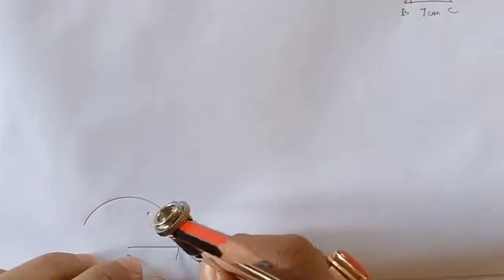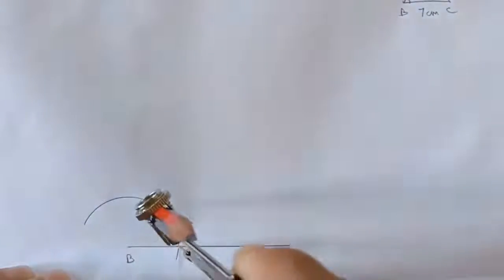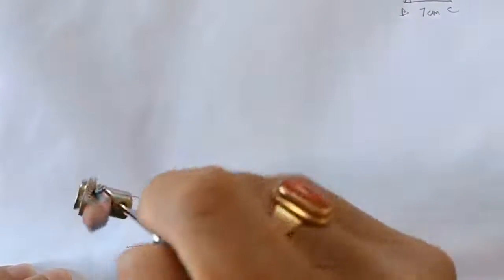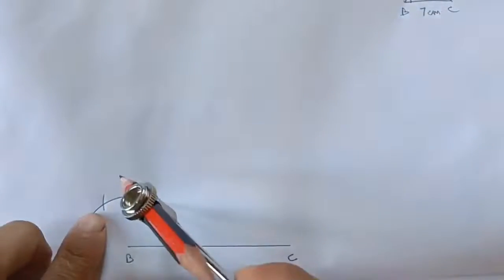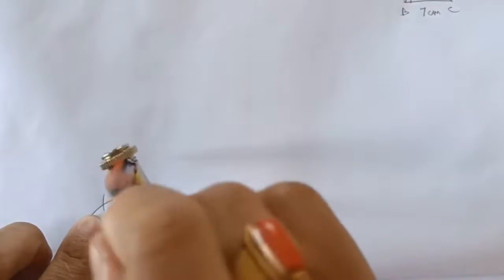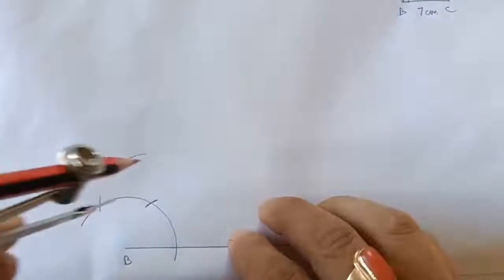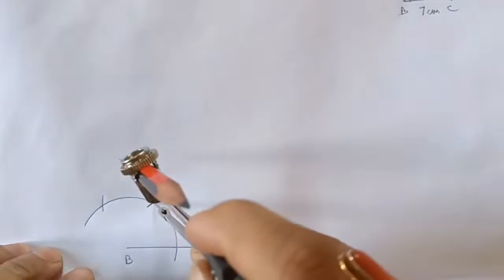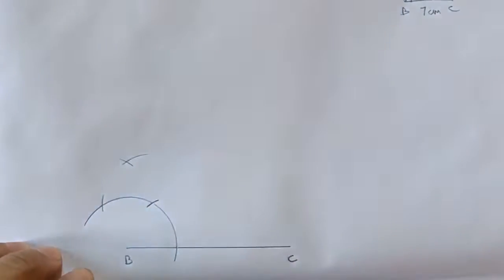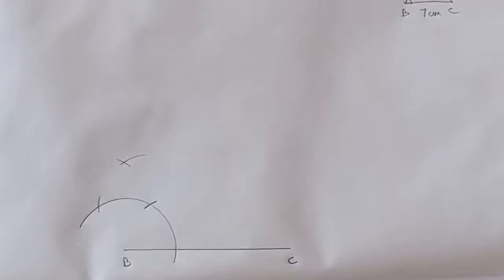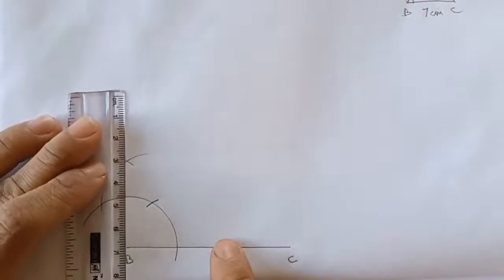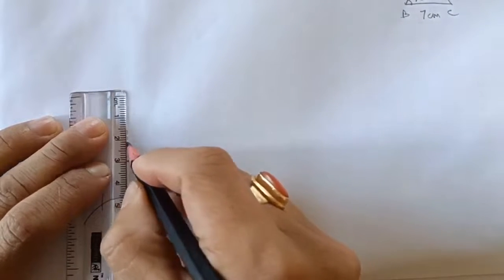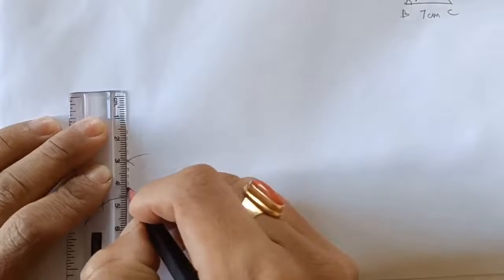From this point, again with the same radius, let us draw an arc intersecting the previous arc, and from this intersecting point, let us draw another arc intersecting at this point. Again with the same center, let me draw an arc like this, and from this point an arc is drawn intersecting the previous arc. Now let us draw a ray passing through this point B and this intersecting point. Let me draw this ray as a dotted line.